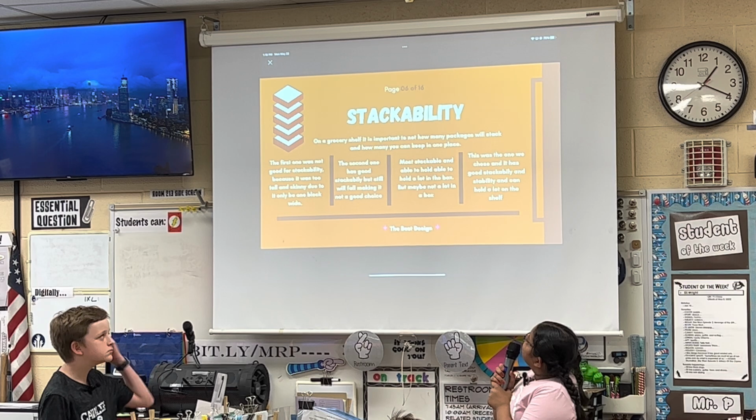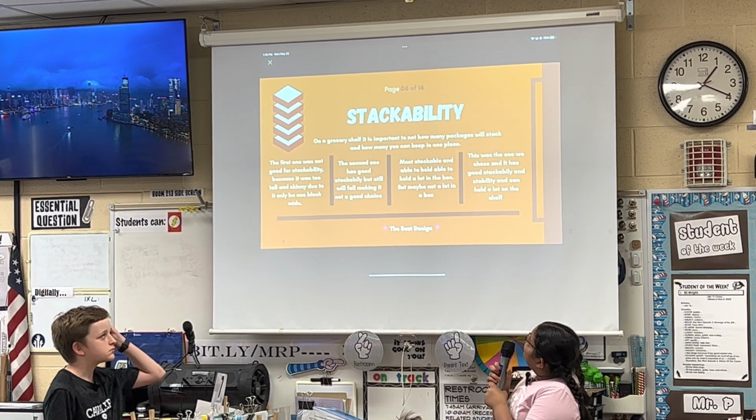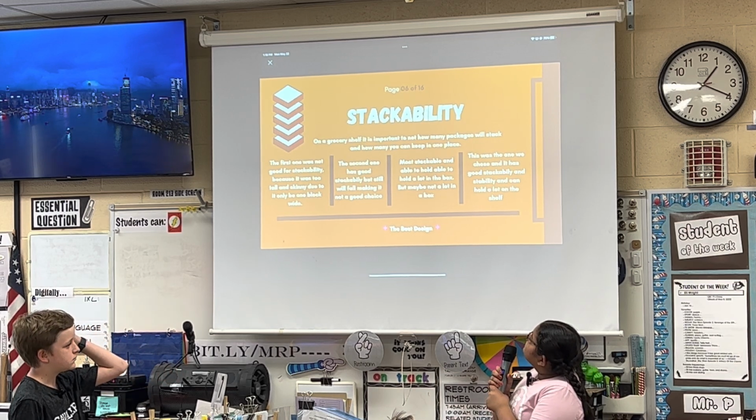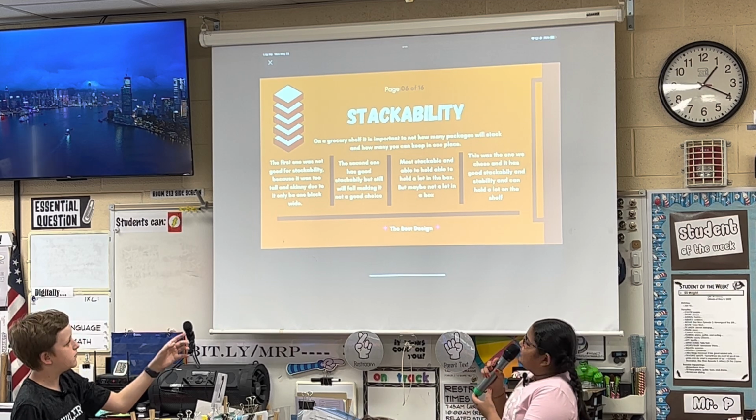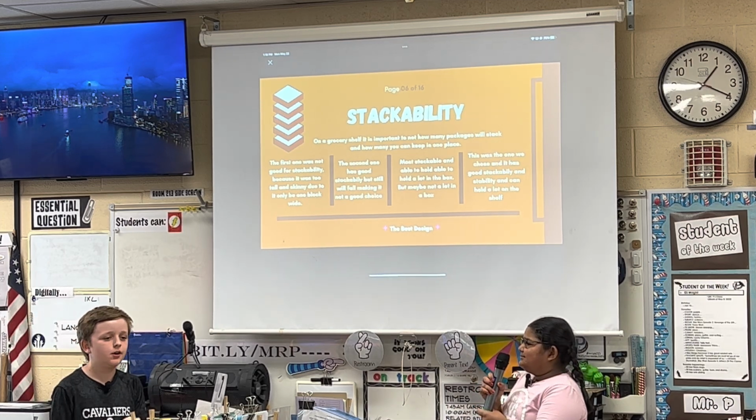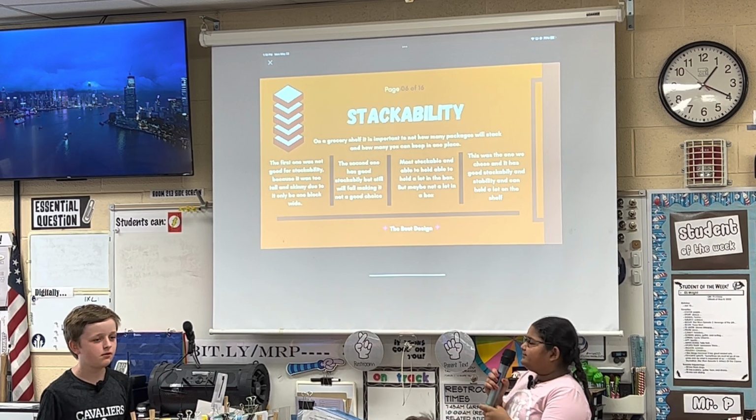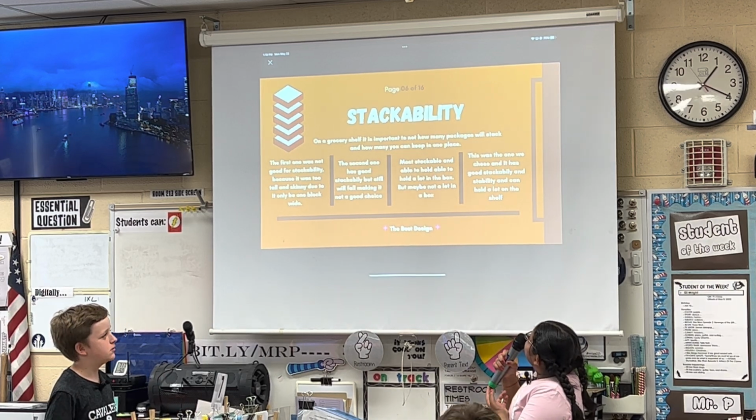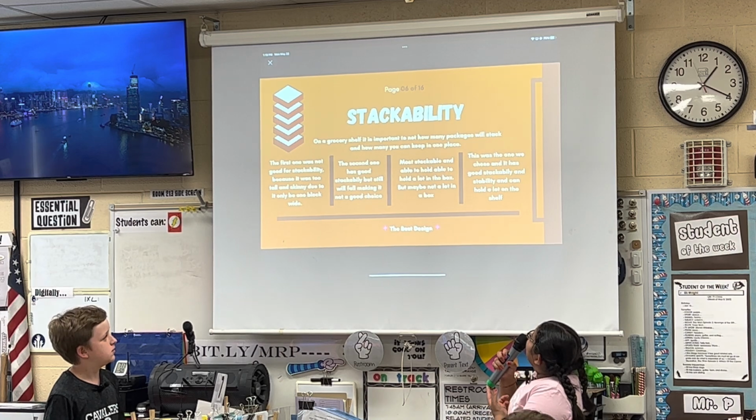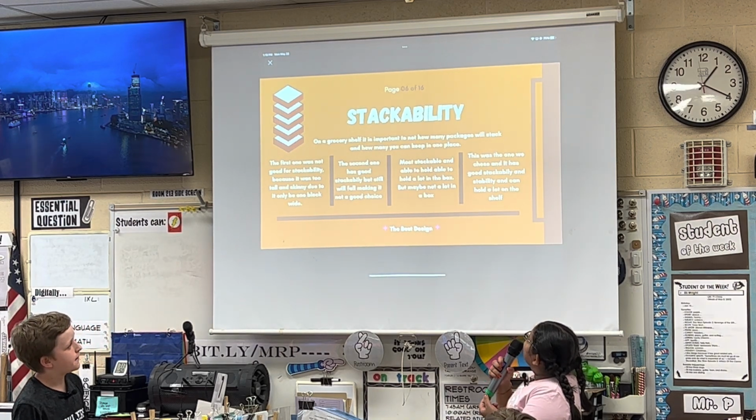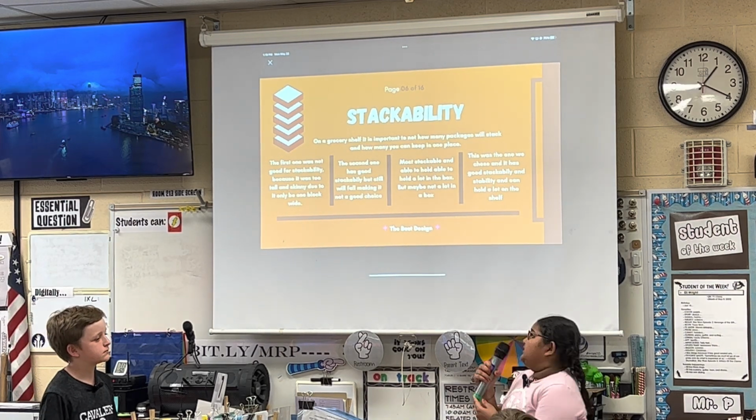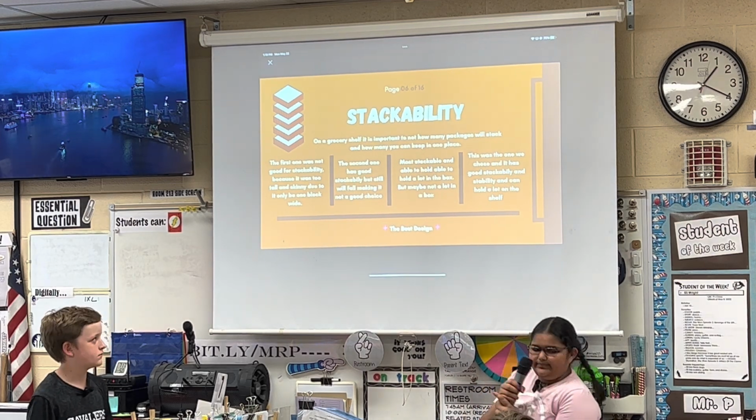The third one is the most stackable and able to hold a lot in the box. What we mean by box is like where the Skittles and Milky Ways, that type of box at the front. And number four is the one that we chose, has good stackability and can hold a lot on the shelf, like Miles just talked about.